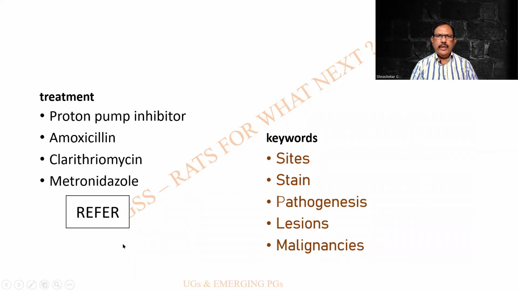I would like you people to kindly refer to the books on pharmacology and medicine. The keywords, as I had been mentioning: what is the site? What is the stain that can be used? What is the pathogenesis? What are all the various adhesive and the dissolving factors? What are the lesions? What are the malignancies? So these can be incorporated. I would like you people to at least frame 10 multiple choice questions.